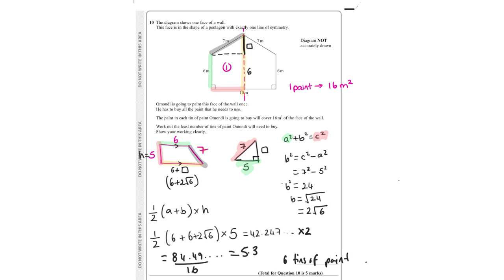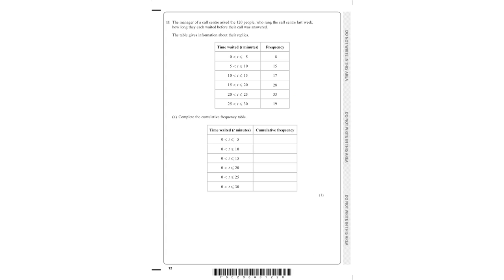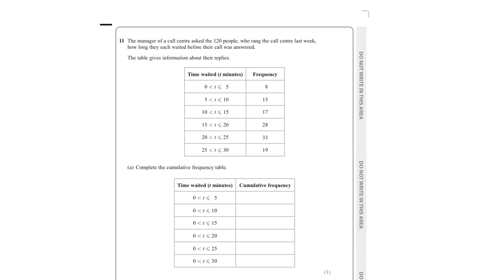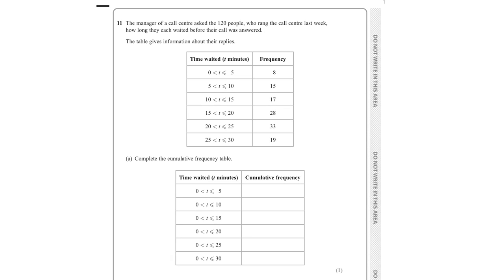Okay, so now this is the end of all the foundation questions. Question 11 onwards is higher content only. Okay, question 11. So, the manager of a call centre asked 120 people, so that means the total of people was 120, who rang the call centre last week, how long they each waited before their call was answered. The table gives information about their replies. Complete the cumulative frequency table.